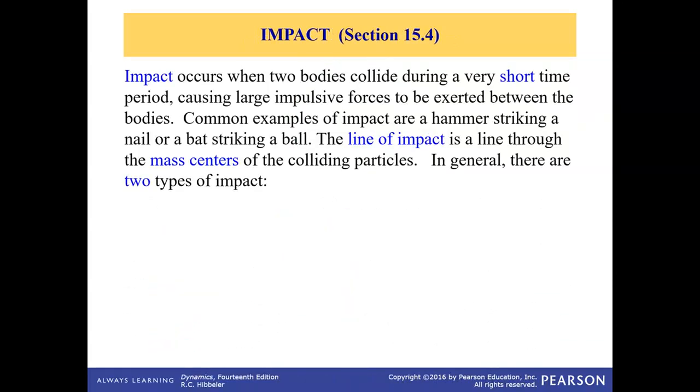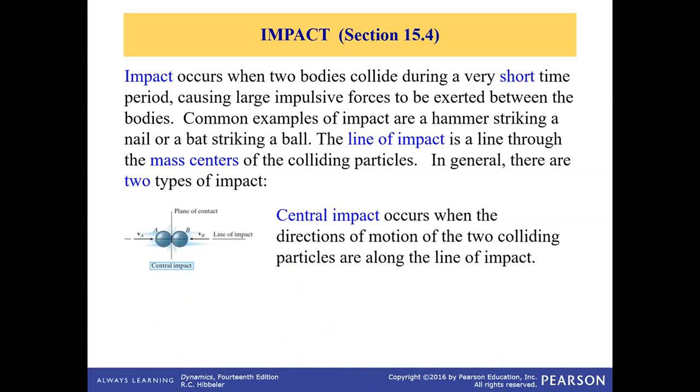Impact occurs when two bodies collide during a very short time period, causing a large impulsive force to be exerted between the bodies. Common examples of impacts are a hammer striking a nail or a bat striking a ball. The line of impact is the line that passes through the mass centers of the colliding bodies. In general, there are two types of impact. This point here is the center of mass of ball A. This point is the center of mass of ball B. When we draw a line that passes through them, it's called the line of impact. And the plane perpendicular to the line of impact is called the plane of impact.